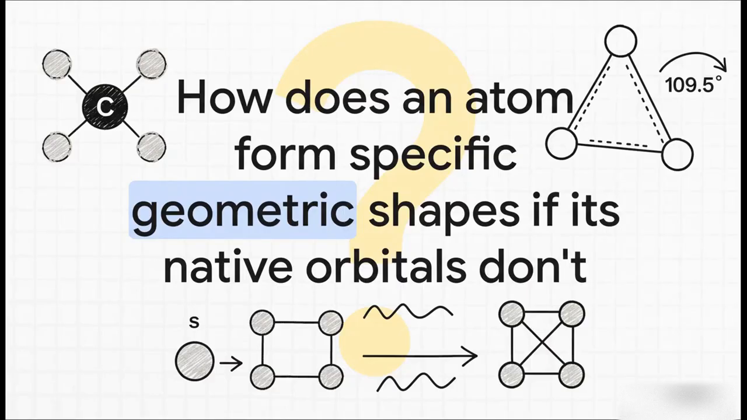I mean, really think about this for a second. A carbon atom's p orbitals are naturally oriented at 90 degrees to each other. So how on earth does it manage to form 4 absolutely identical bonds, perfectly arranged in a tetrahedron at 109.5 degrees? The math just doesn't add up if you only use its original atomic orbitals. It's this exact problem that forced chemists to come up with hybridization theory in the first place.